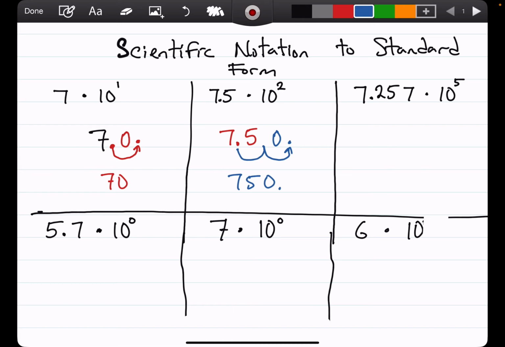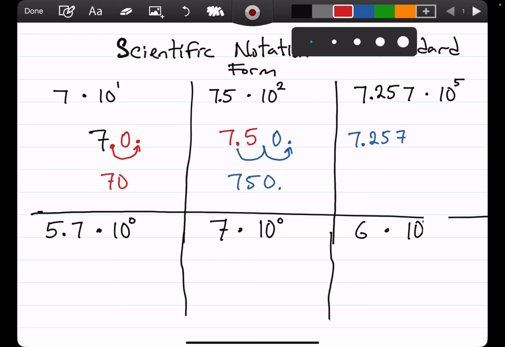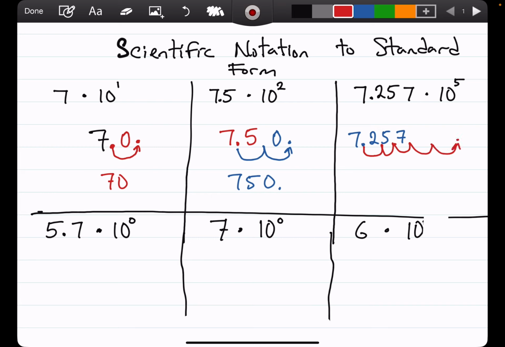Now, let's go to the next one. 7.257. I'm going to be moving the decimal point how many places? 5. Let's count. 1, 2, 3, 4, 5. New location, right? Empty space. How many empty spaces? 2. So now this is 725,700. Do I really need that decimal point at the end? No.